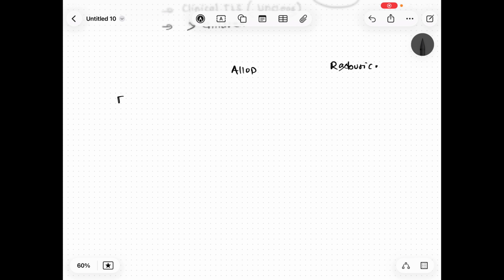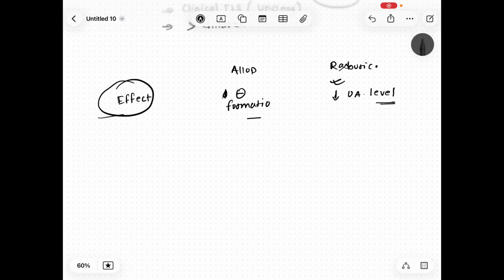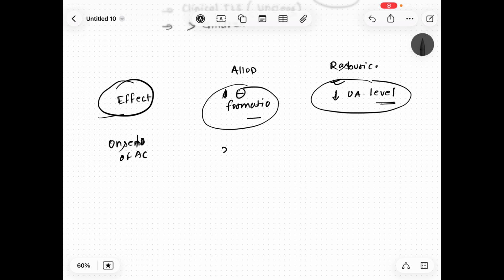First, coming to the effect: allopurinol inhibits formation. It decreases the formation of uric acid, while rasburicase decreases the already formed uric acid level in the blood. Onset of action: in case of allopurinol, it is 3 to 4 days. In rasburicase, it is 3 to 4 hours.